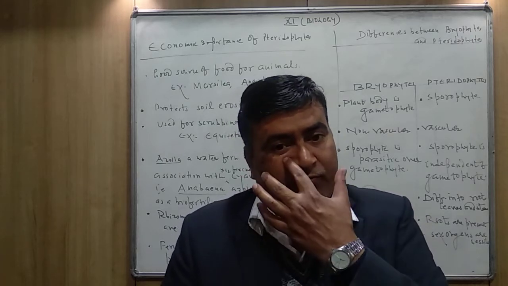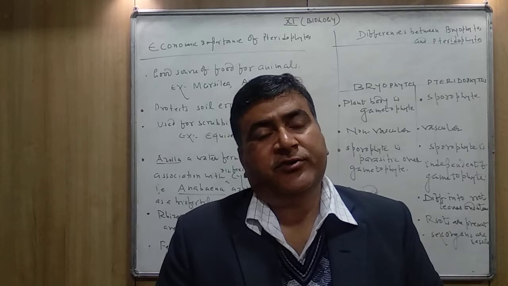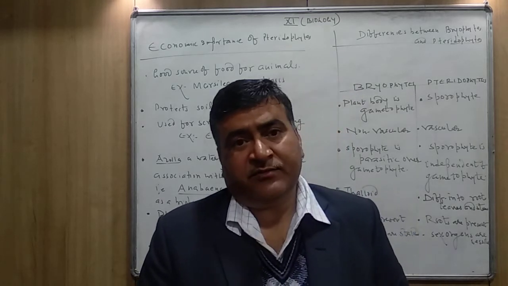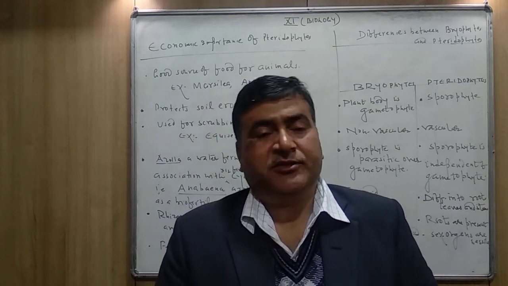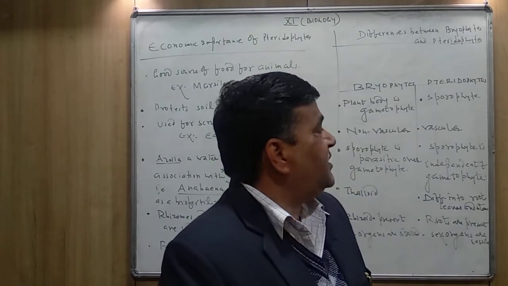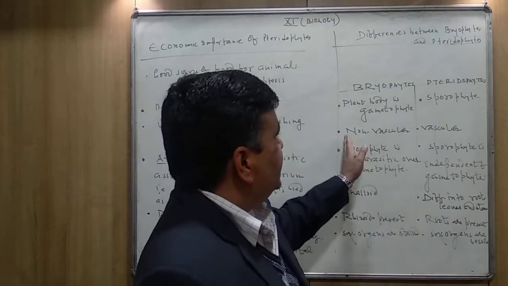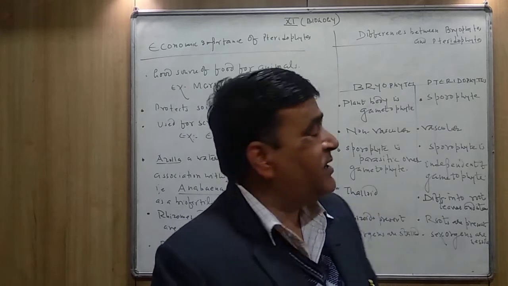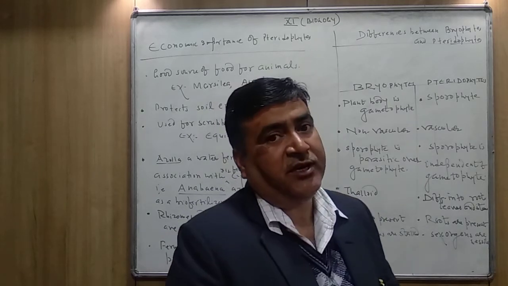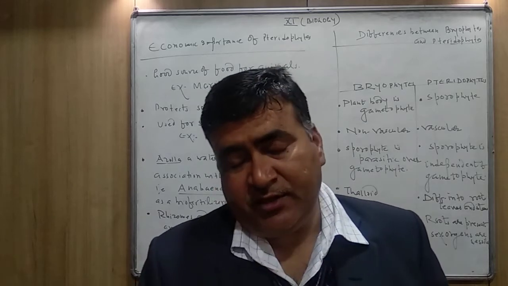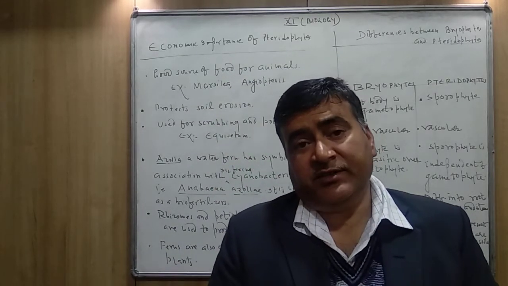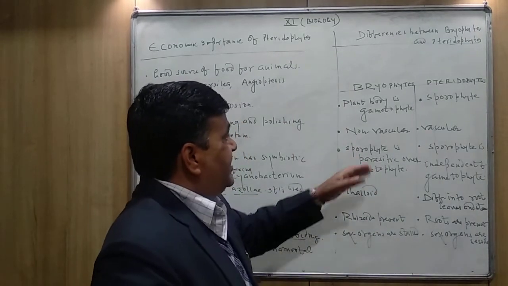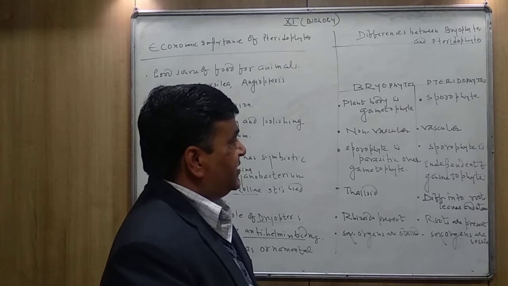While in the case of pteridophytes, as the plant is well developed, to transport materials from one place to another, the vascular system, the xylem and phloem tissues, are found. So the second difference you can make: the bryophytes are non-vascular plants, and pteridophytes are called primitive vascular plants. The third: in the bryophyte, the sporophyte is parasitic over the gametophyte.